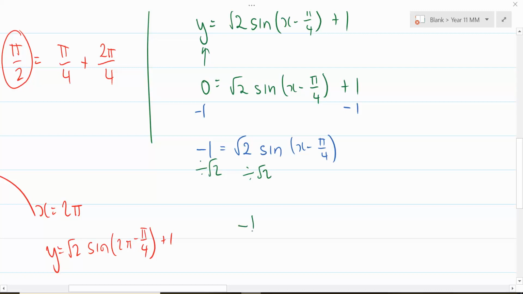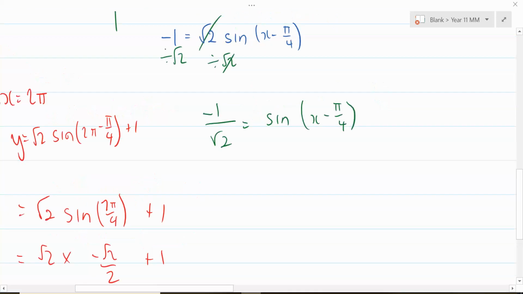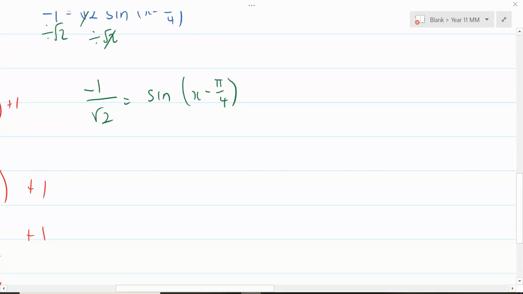What you end up with now is negative 1 on root 2 is equal to sine of x minus pi on 4. You're almost there. Now, this is what exercise 14H was all about. See, when I gave you guys the work, it was all about solving this. And this is where it gets tricky. You have a domain where x is between 0 and 2 pi. Okay?